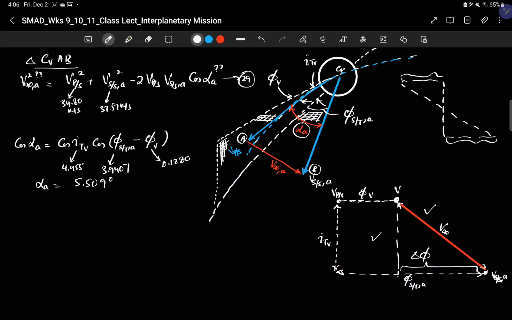Now once you have the value of alpha A, we can put this value of alpha A back into this relation here. So it goes back right here. That will mean that your V infinity would come out to be 4.442 kilometers per second.